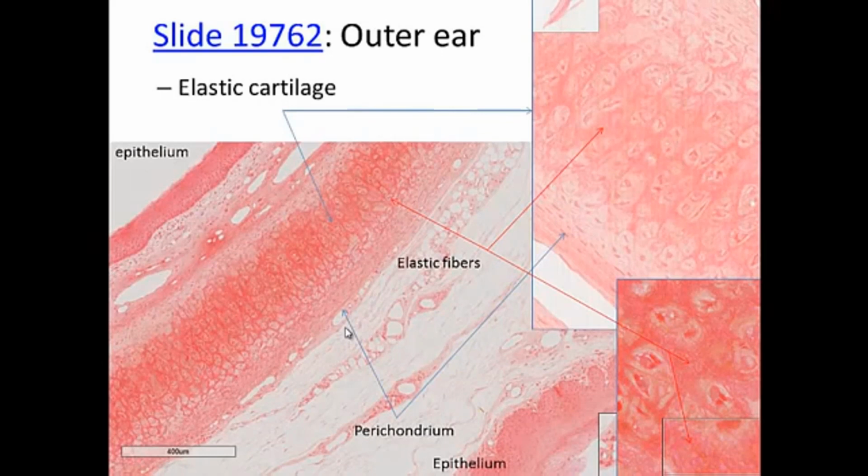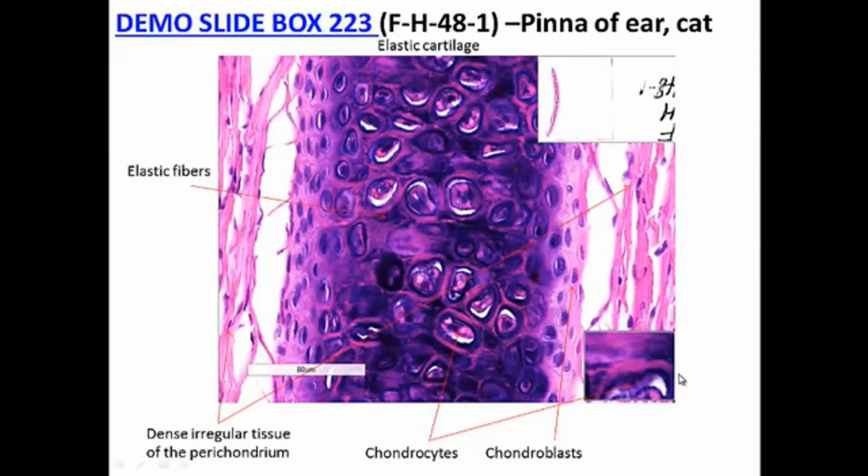If we look at the ear, this is the outer ear, and we can see epithelium here, there's epithelium there, so we've got skin on both sides of the ear. But if you look at the elastic cartilage, it looks like hyaline cartilage. The isogenous groups are not as big, but you have elastic fibers in between, and that's what we see, the elastic fibers for the elastic collagen.